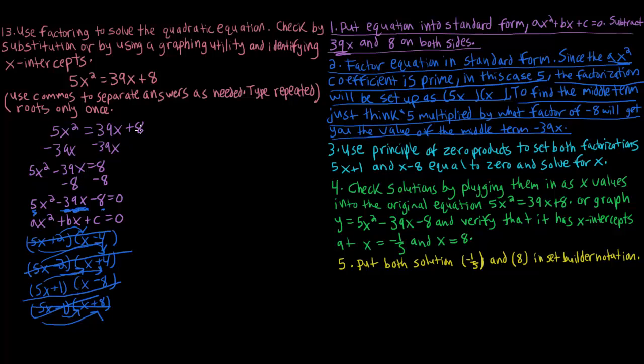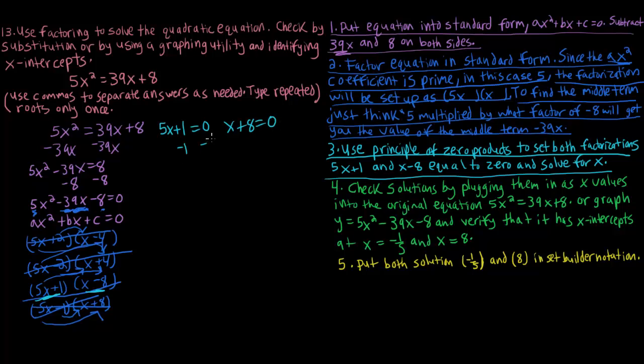So, step 3, use the principle of zero products to set both factorizations, 5x plus 1 and x minus 8, equal to 0 and solve for x. So we had the factorization of 5x plus 1 and x minus 8. We'll set each of those equal to 0. And then x plus 8 equals 0. And we'll just solve for x. So minus 1, 5x equals 0.